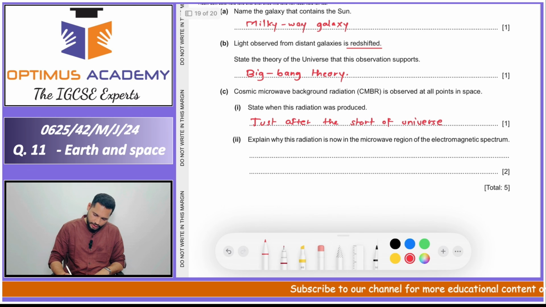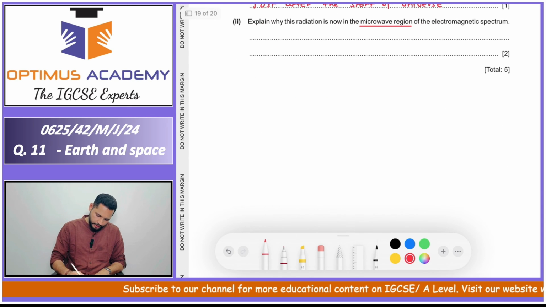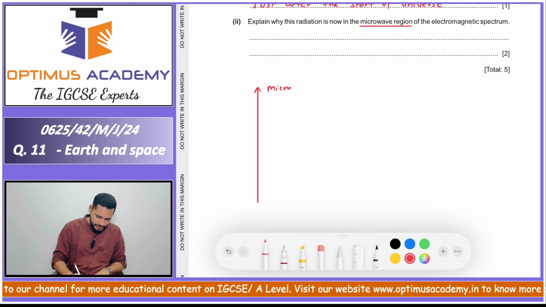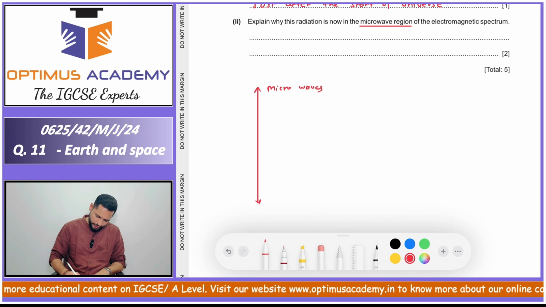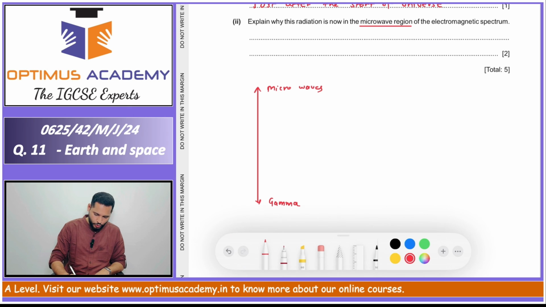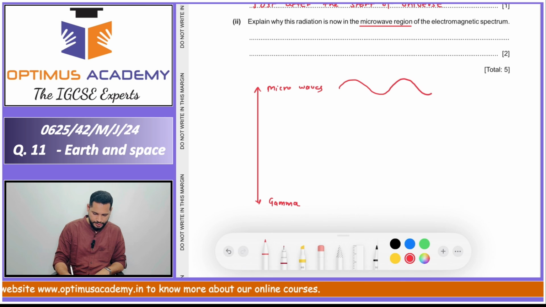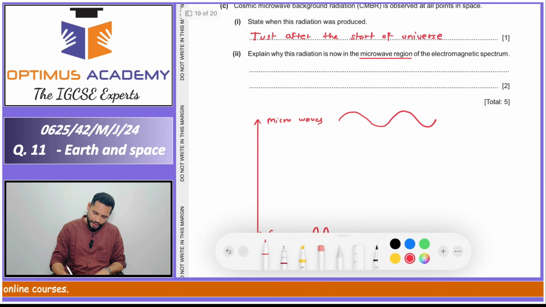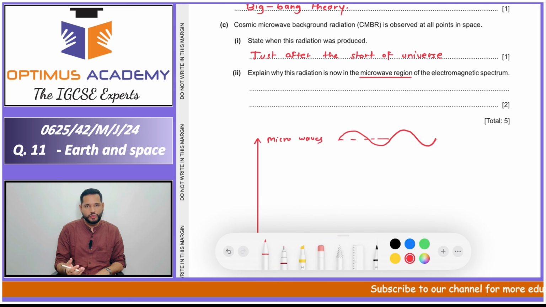Explain why this radiation is now in the microwave region of the electromagnetic spectrum. Quickly, if we talk about electromagnetic spectrum, then at the top of the electromagnetic spectrum we have microwaves, and towards the bottom of the electromagnetic spectrum we have gamma rays. Now what is the property of microwaves? They have longer wavelengths, whereas for gamma rays the radiations are of shorter wavelength and greater frequency. They are saying the radiations are now in microwave region means their wavelength is increasing. Okay, now why the radiations are found in microwave region?